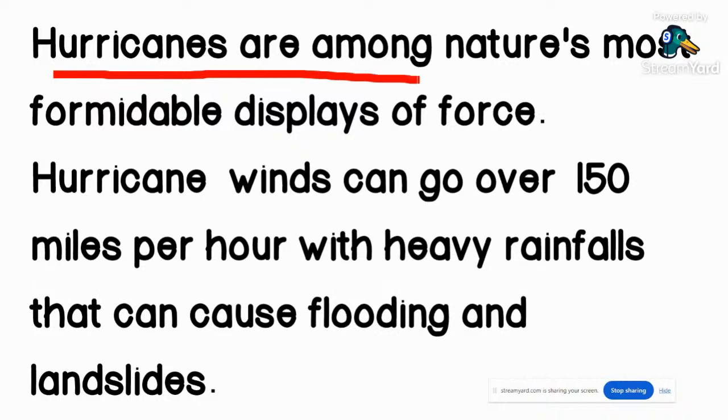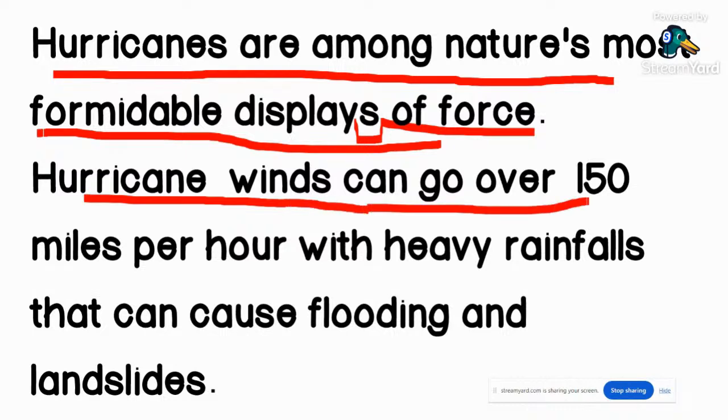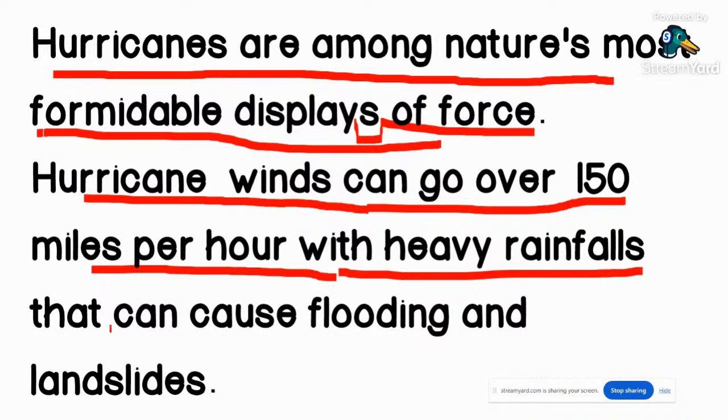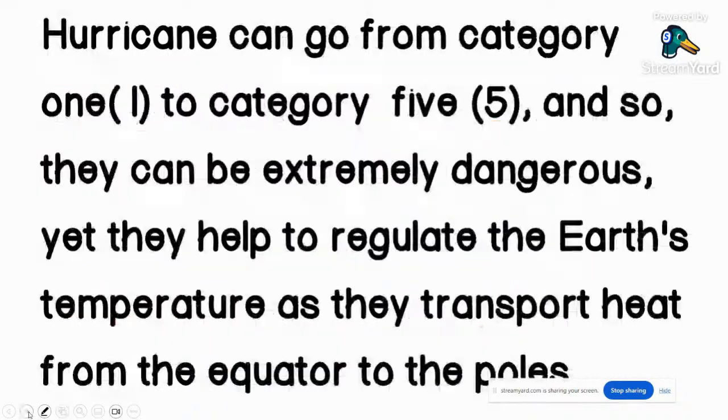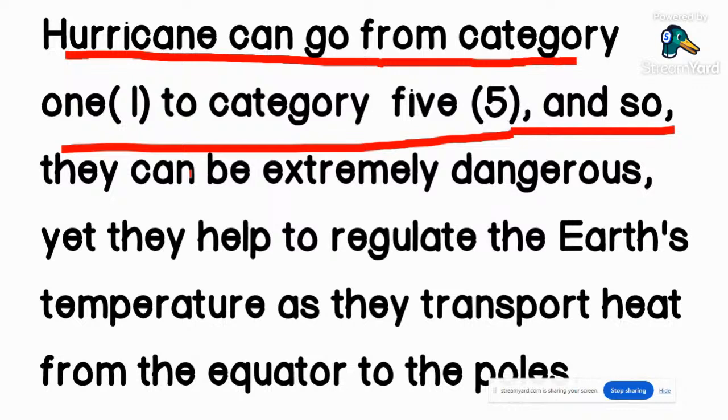Hurricanes are among nature's most formidable display of force. Hurricane winds can go over 150 miles per hour, with heavy rainfall that can cause flooding and landslides. Good. You're doing well so far. Let's keep going. Hurricane can go from category 1 to category 5, and so you can be extremely dangerous.